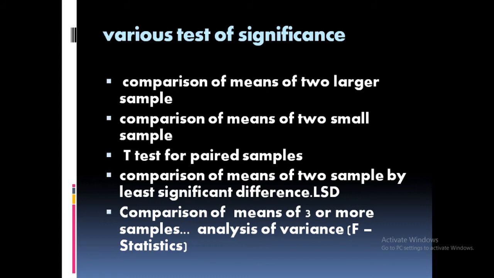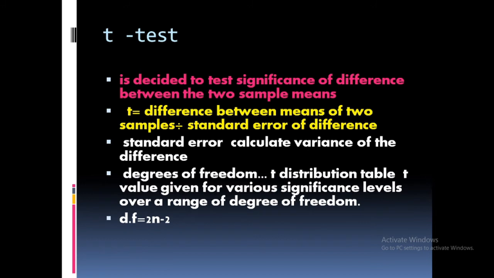So, for comparison of means of large samples, small samples, paired samples, etc., we use different types of tests. Generally the t-test is a common test that researchers use in experiments. It is used to test the significance of difference between two sample means.